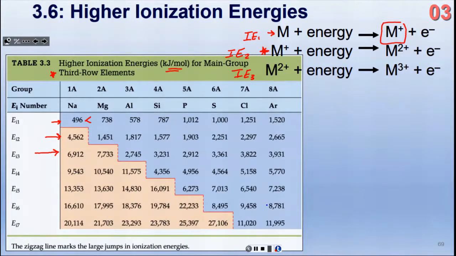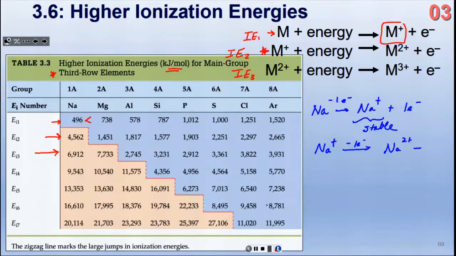Well, what explains that difference? Well, if you think about it, sodium loses one electron, and then you have a sodium ion, a sodium cation, and that is stable. And so if you're going to take the sodium cation and remove a second electron and have a sodium +2 cation, that's extremely unlikely. It's much less likely because this is so very stable that it's going to be extremely hard to remove an electron from that sodium ion. So that explains this big jump.